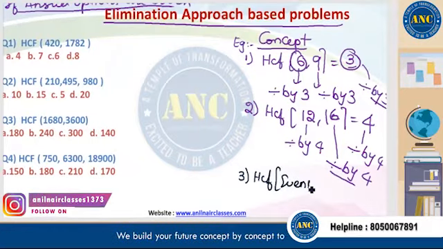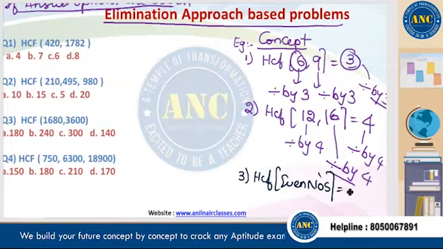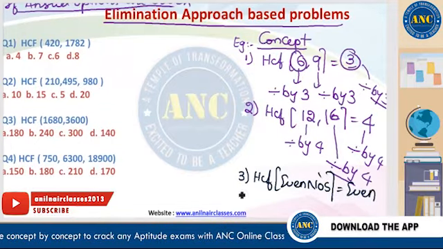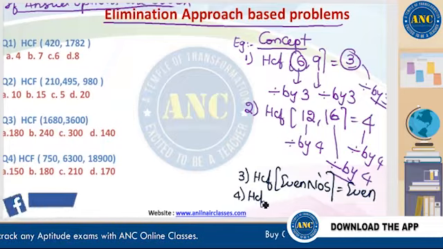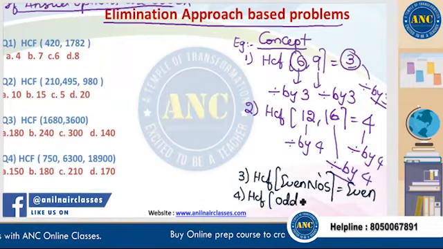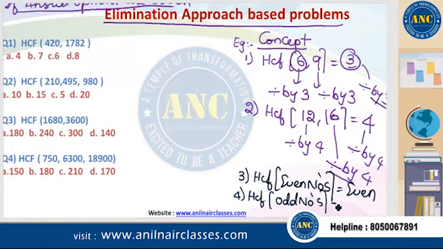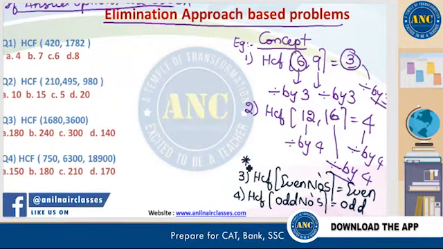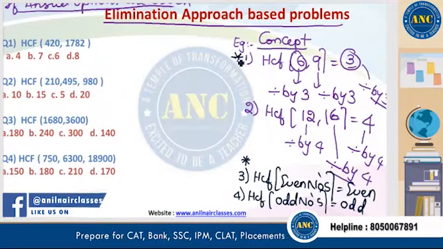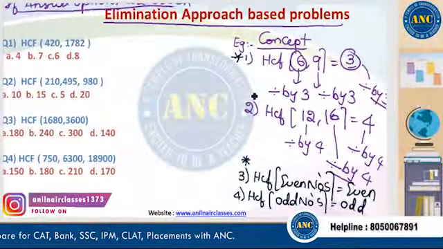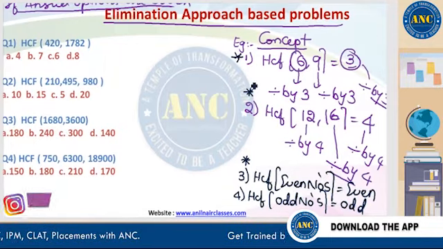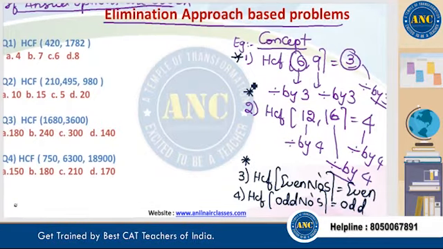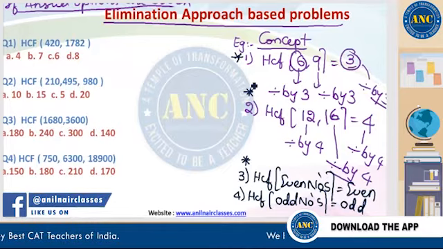HCF of even numbers will always be an even number. Fourth one. HCF of odd numbers will always be an odd number. HCF of even numbers will always be even, HCF of odd numbers will always be odd. HCF of any 2 numbers which are divisible by k, the answer also will be divisible by k. That k could be 3, 4, 5 and so on.